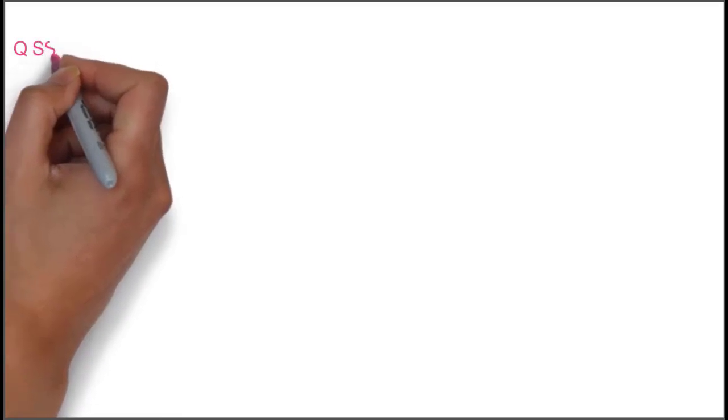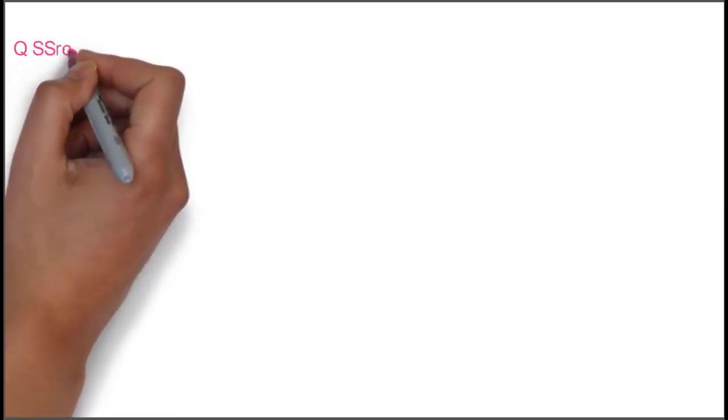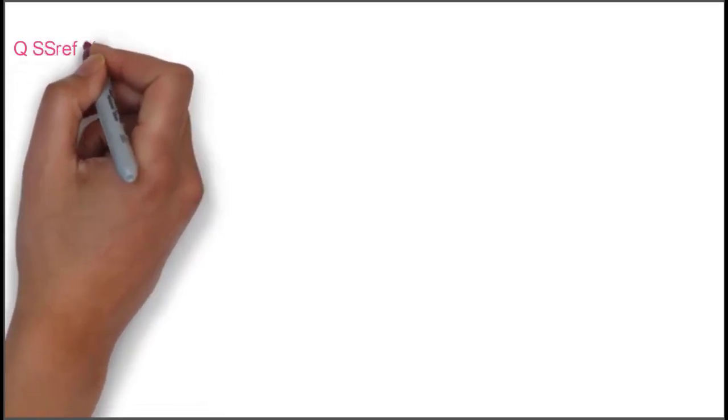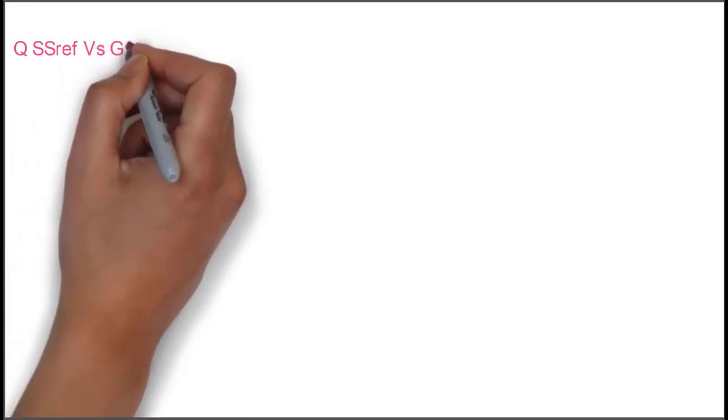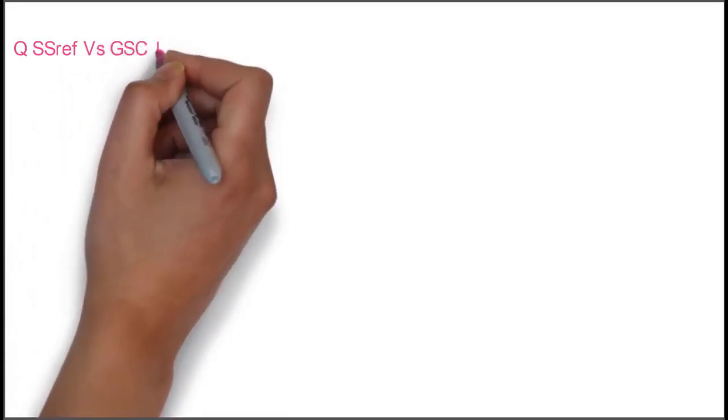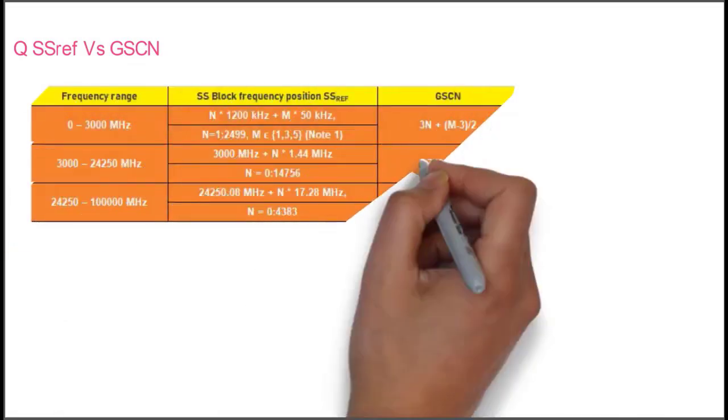Now we can see the relationship between SSB center frequency point and GSCN. We will try to understand the conversion from SS reference to GSCN and GSCN to SS reference.